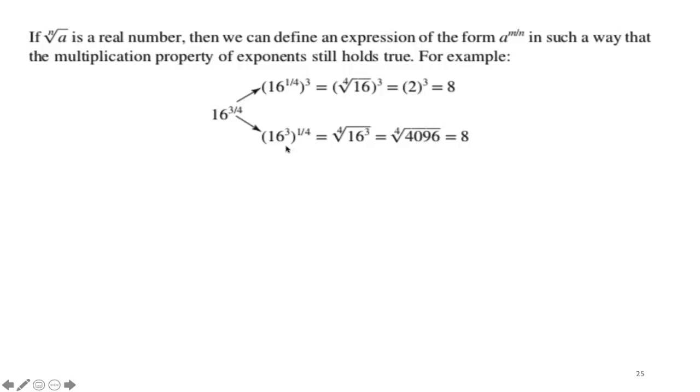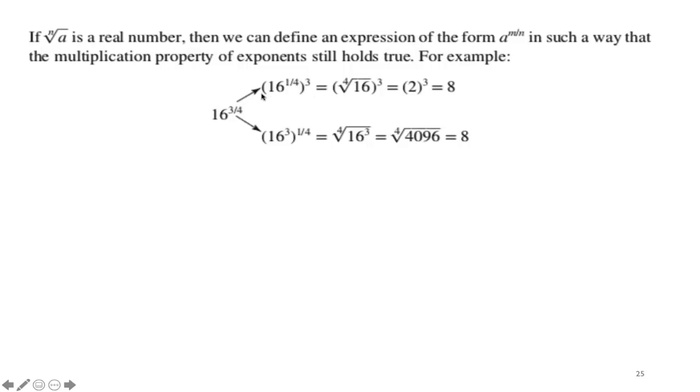Another way of doing it is, instead of taking the 1/4 inside and the 3 outside, we can reverse that and put the 3 inside and the 1/4 outside. So in that case, we do 16 cubed, which is 4096. And then the fourth root of that is 8. So we can do either way, but you can see from here that one way is much easier, and that is the top way.